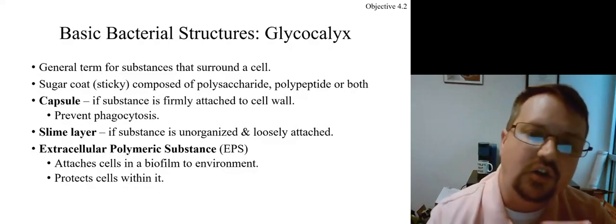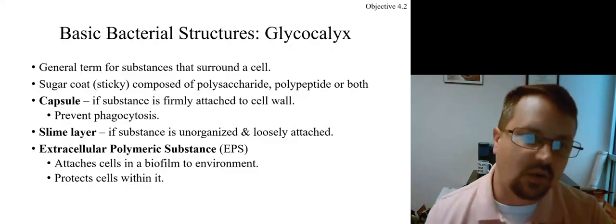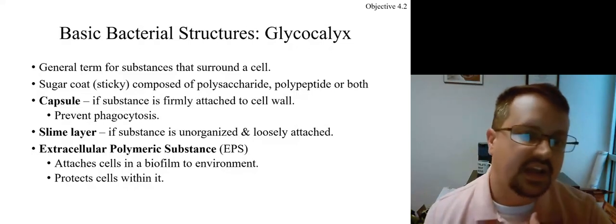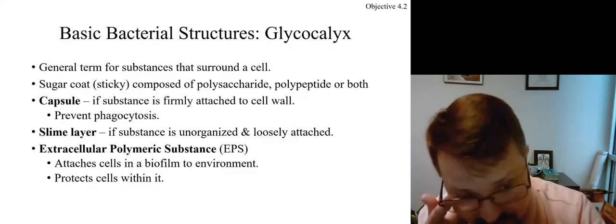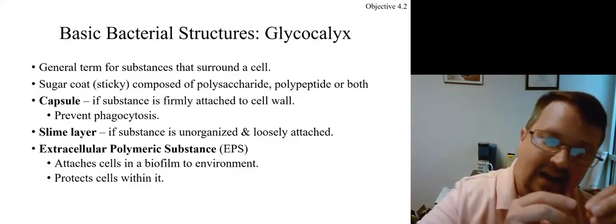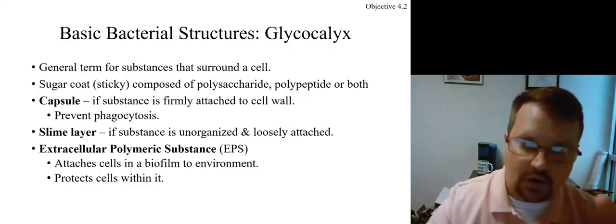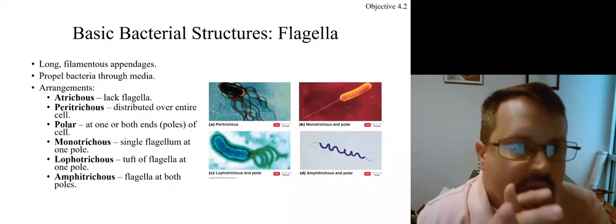A slime layer is a loosely attached, unorganized substance. And then there's what's called EPS, an extracellular polymeric substance. It attaches cells in a biofilm to the environment and helps protect cells. We talked a little bit about biofilm. That's what grows in your toilet, on your shower curtains, in your coffee makers. Those are biofilms.